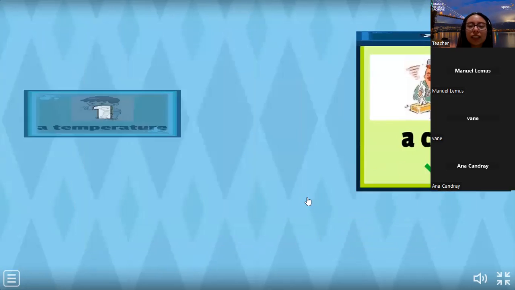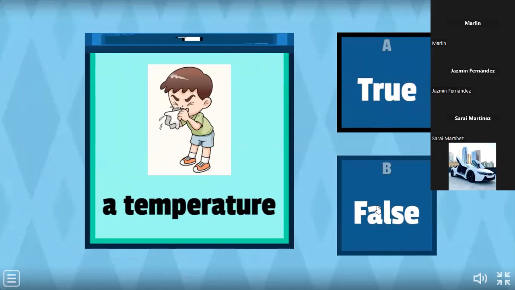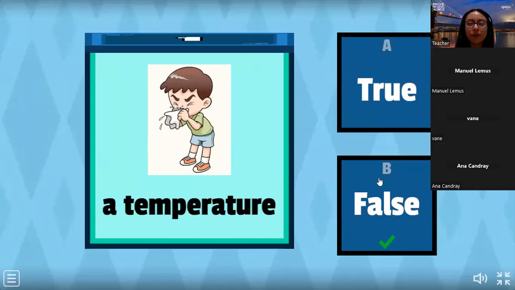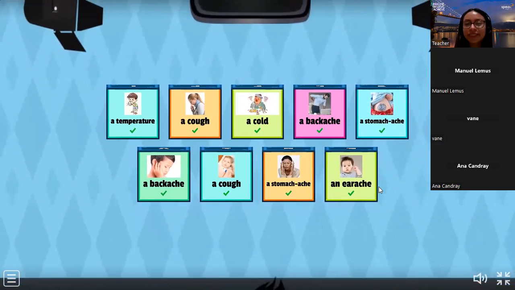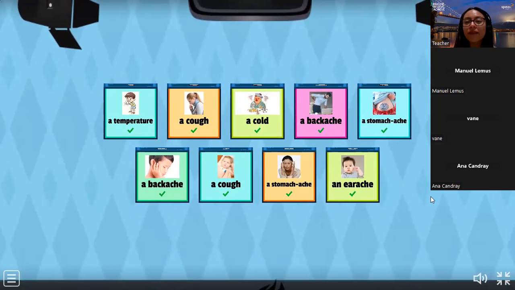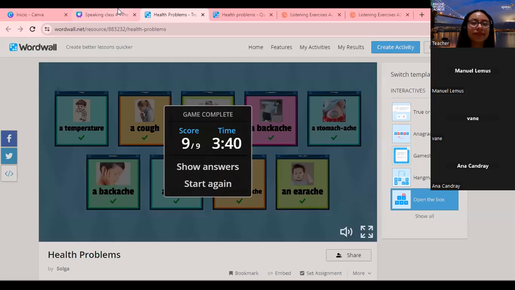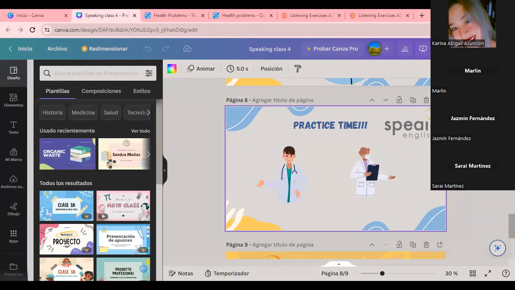And the last one, let's see. The last one is going to be 4. The last one is the teacher. Okay, let's do the last one. So, a temperature. Look at this. That would be false, right? Because he has a runny nose. Runny nose. Okay. And very good job, guys. A runny nose, for example, when you have the flu or a cold, you have a runny nose, right? Okay, thank you. You're welcome. Thank you for asking.